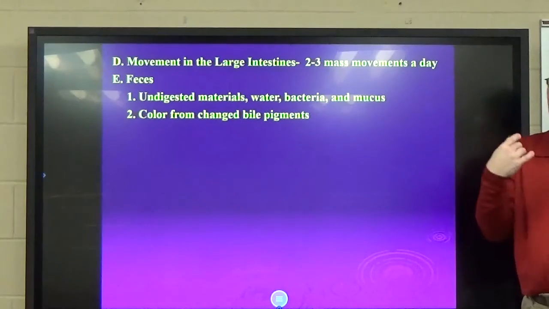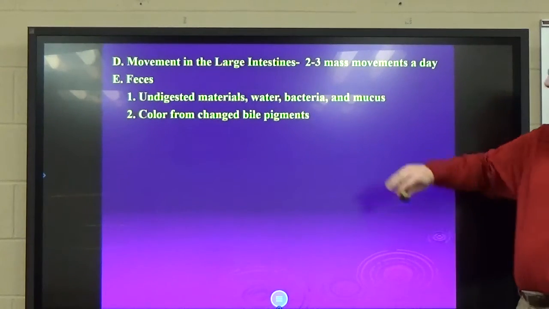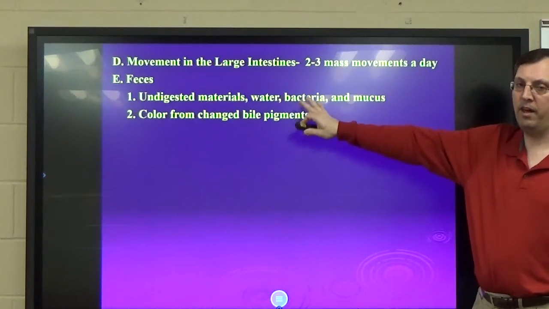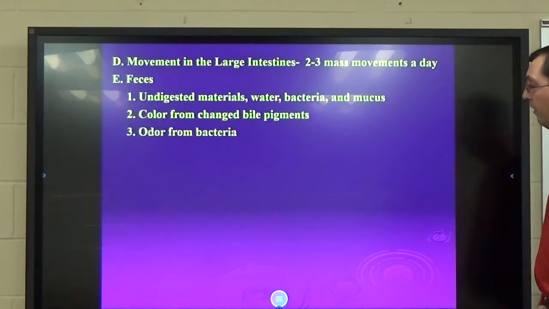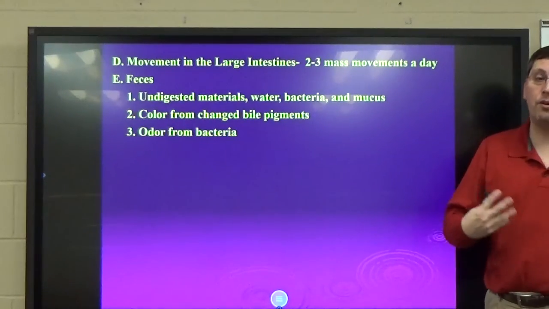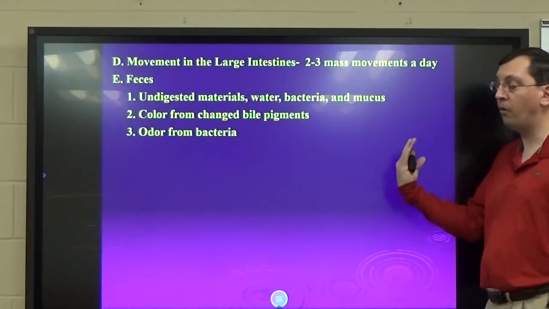The color comes from the changing of biopigments. As biopigments break down, they go from green to darker colors, which is what we see coming out as waste products. The odor that we get from feces is also from the bacteria. The bacteria produce all those waste products which generate the odor that we smell.